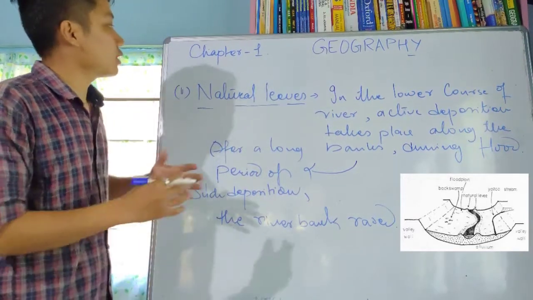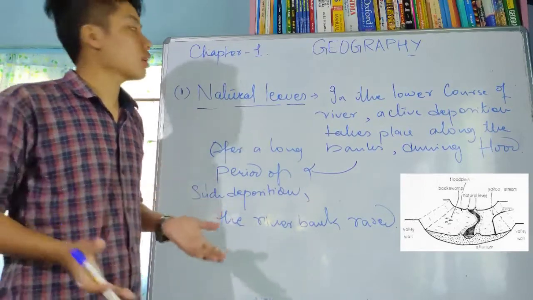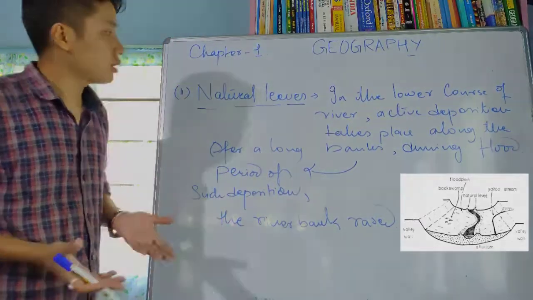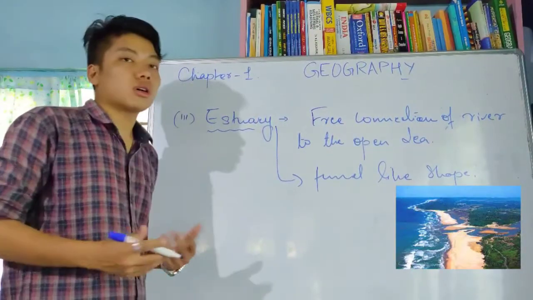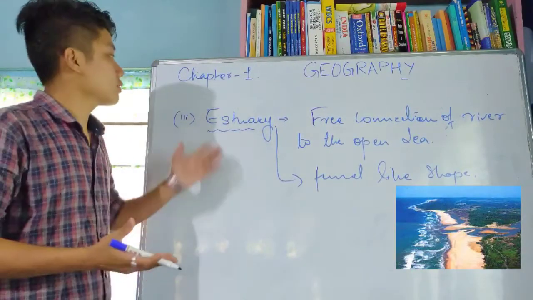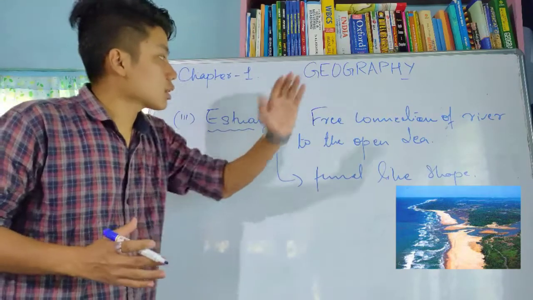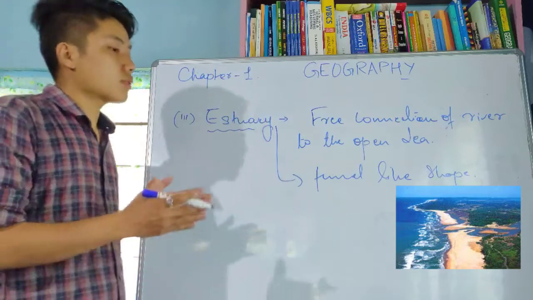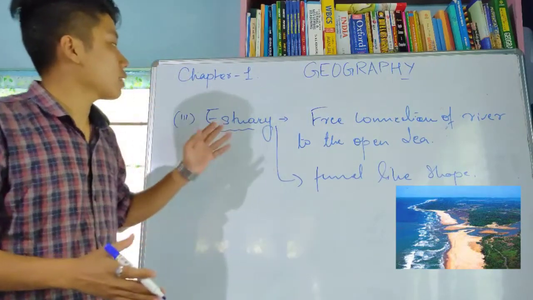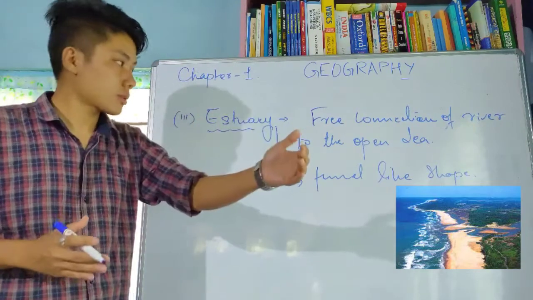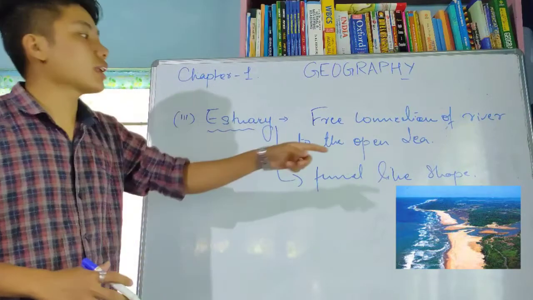We can see this kind of feature in the lower course of the Ganga River, Hwang Ho River, and Yangtze River. Next is estuary. Sometimes rivers don't form a delta, and they form an estuary. Estuary means free connection of the river to the open sea. That means it's a very narrow mouth of the river. When the river meets the ocean, it does not form deltas, rather it forms an estuary. It's a funnel-like shape.